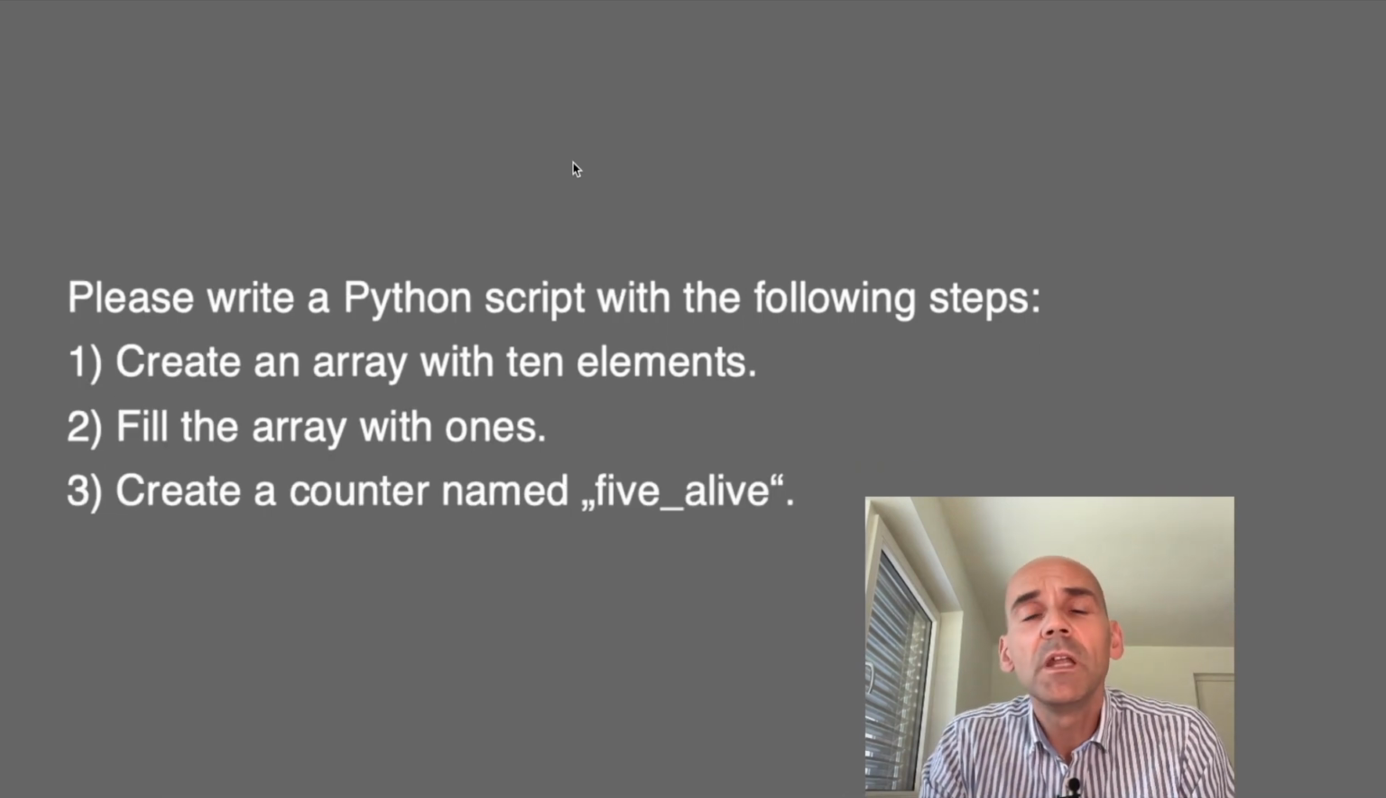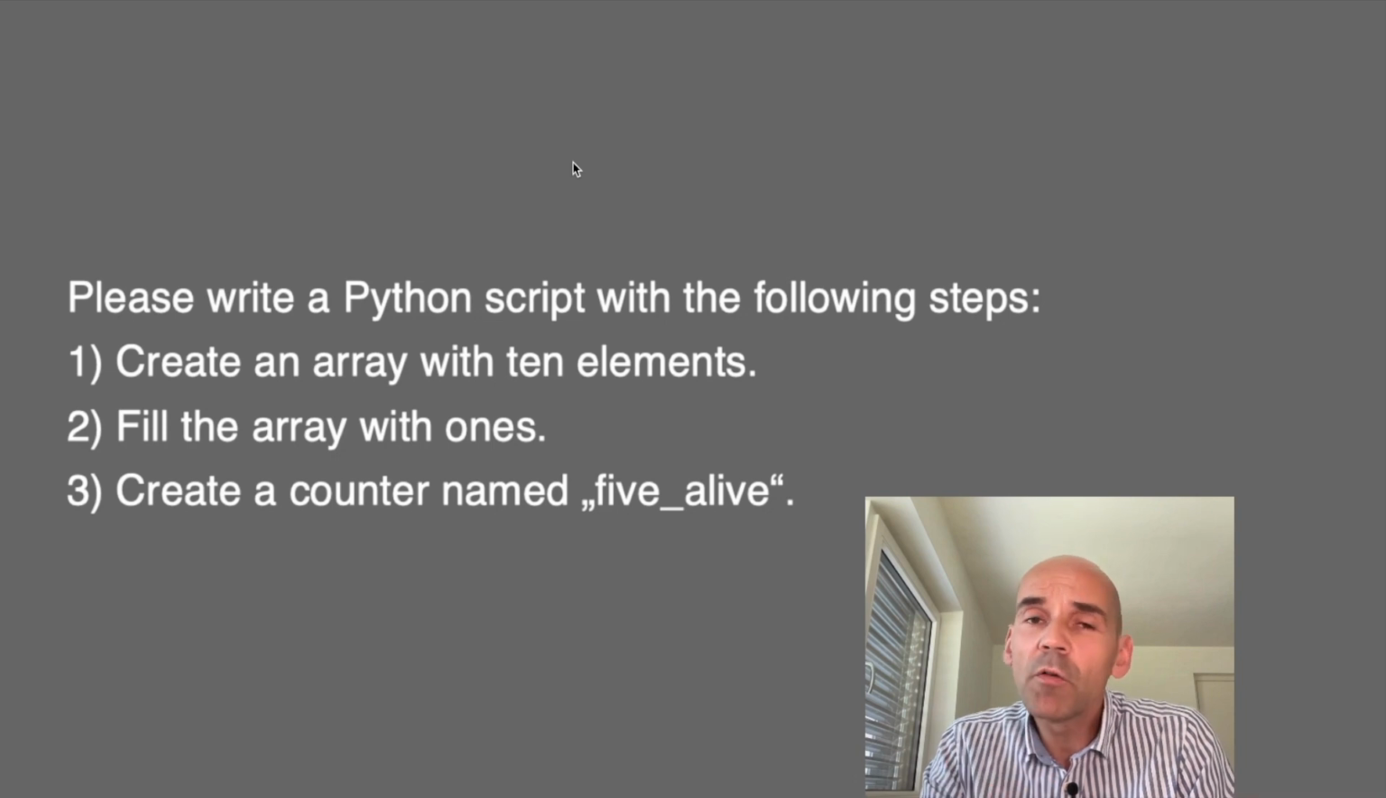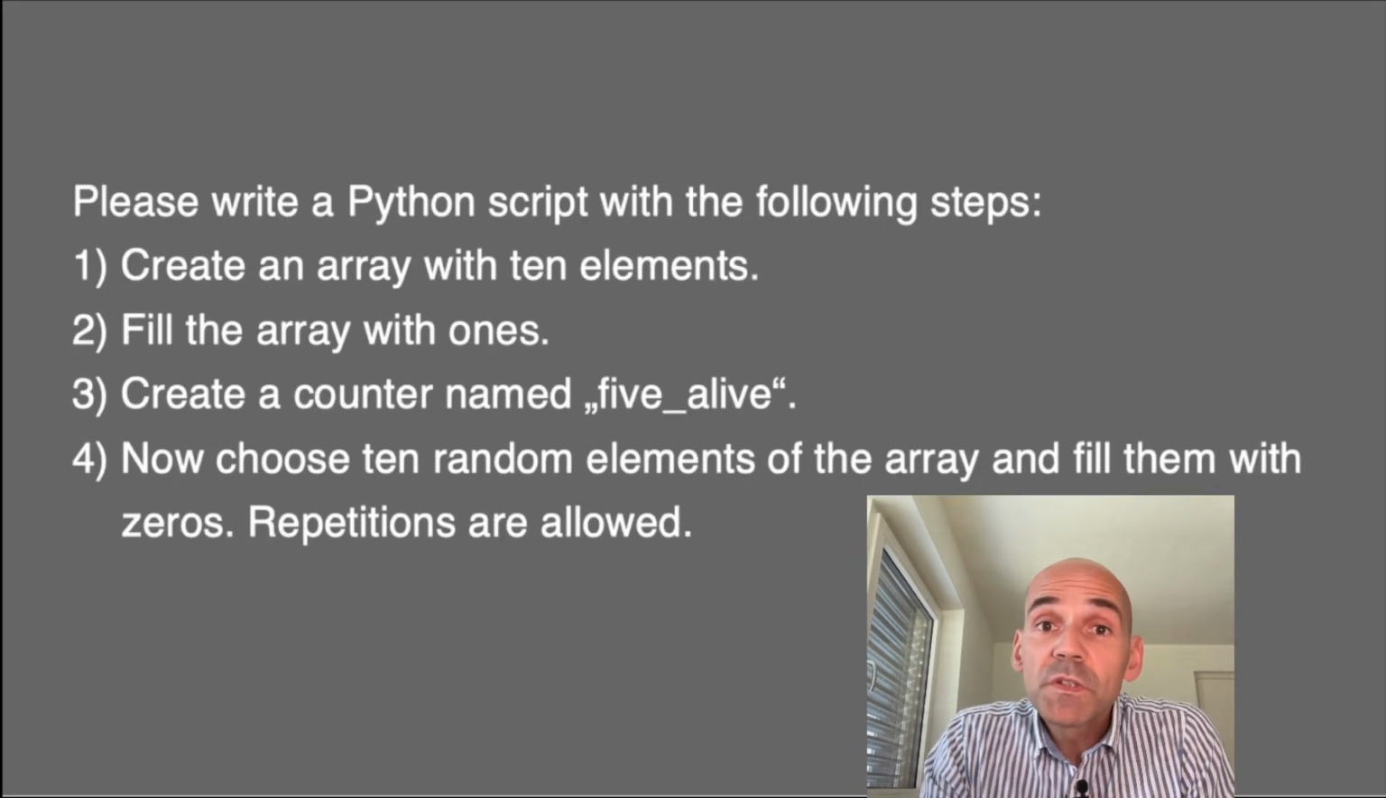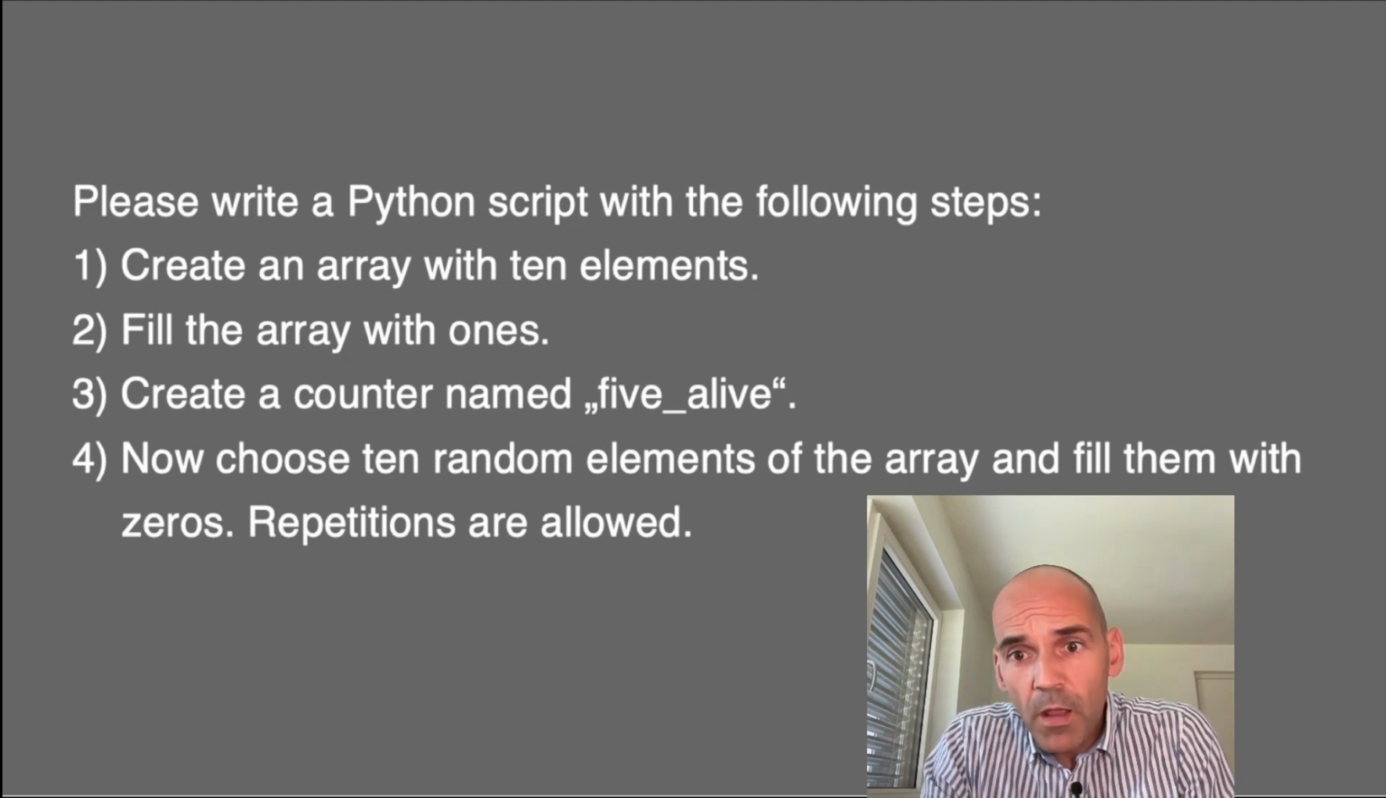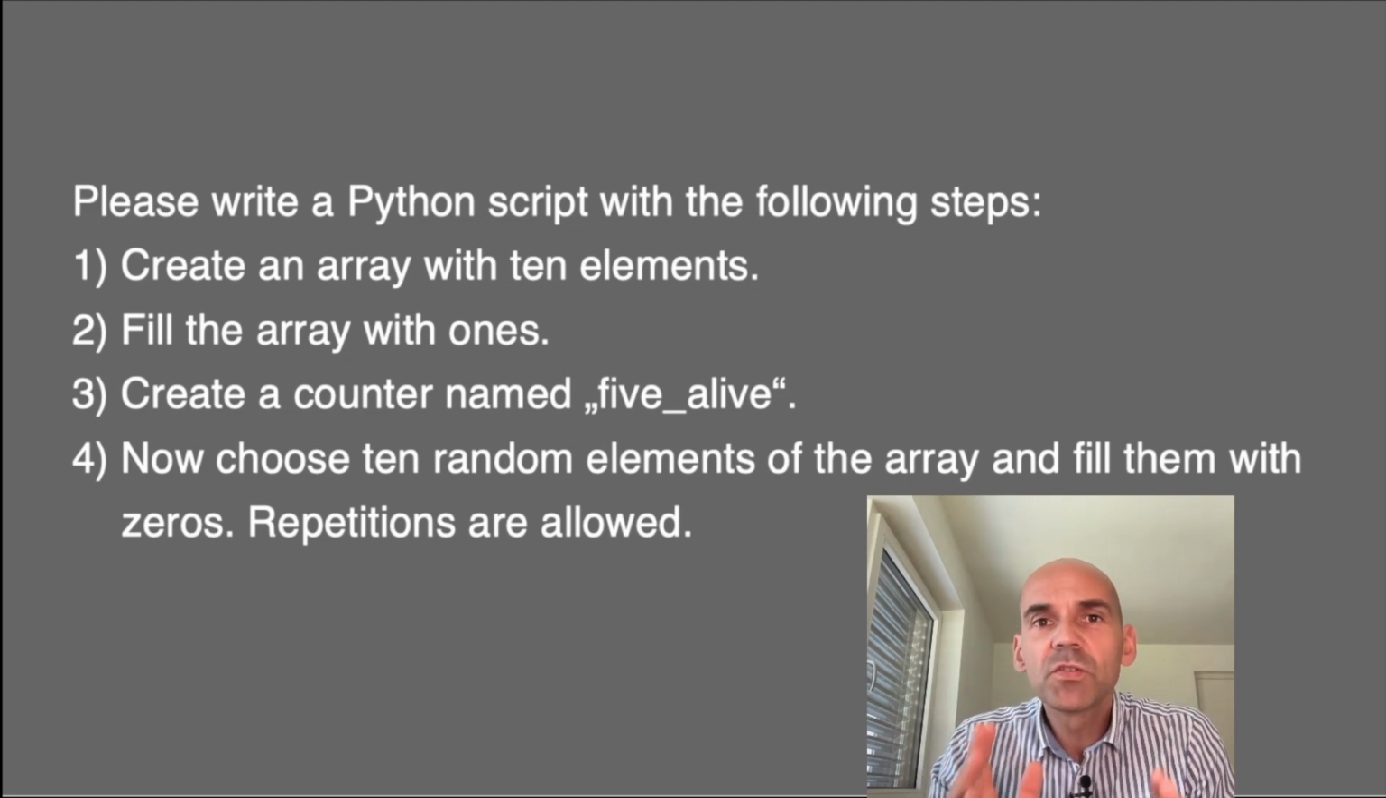Create a counter named 5 alive. This counter will be used to count how often exactly 5 ducks will survive the shooting. Now choose 10 random elements of the array and fill them with zeros. Repetitions are allowed. Now that is the shooting.